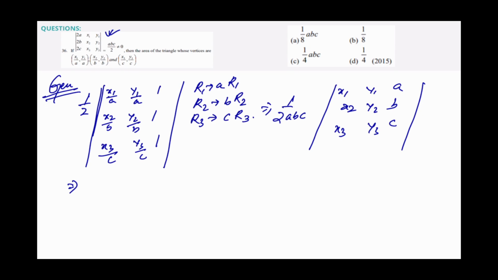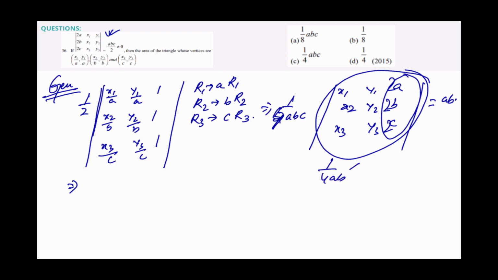Correct. Now you have to multiply this whole column with 2, so make it 2, 2, 2. If you're multiplying, you have to divide by 2. Now this whole value they have given as equal to abc by 2. So this whole value is 1 by 4 abc into abc by 2. So abc gone, 1 by 8 is the answer. Correct. This is one simple method. You can do it fast, in 30 seconds.